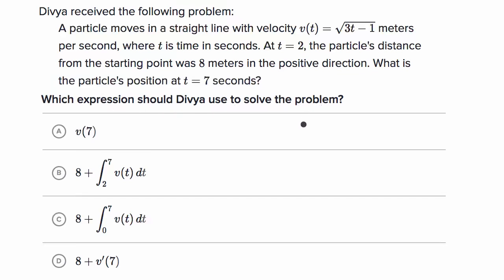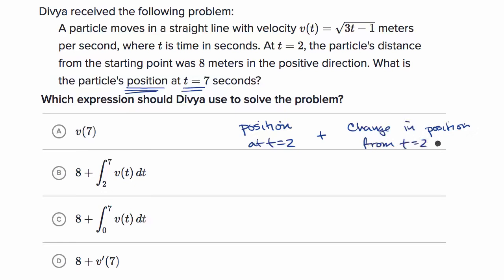So pause this video and have a go at it. All right, now let's do this together. So we want to know the particle's position at t is equal to 7. They tell us what our position is at t equals 2. So the position at t equals 7 would be your position at t equals 2 plus your change in position from t equals 2 to t is equal to 7.